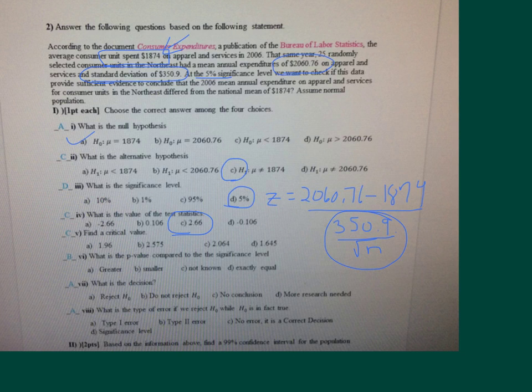If we take the standard deviation that we were given and we divide by the square root of n in that case, I'm not sure if I can go back to that page. Let me just try.